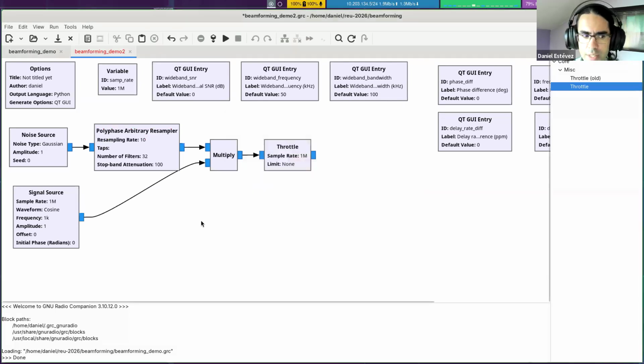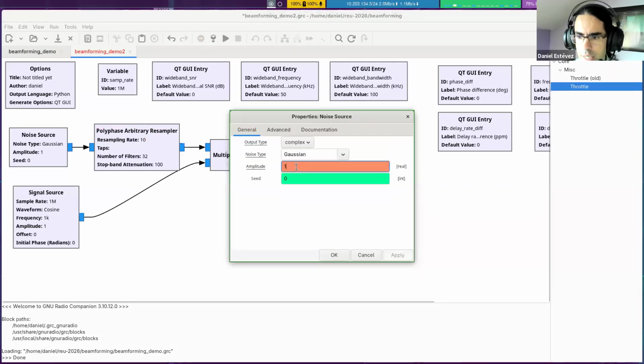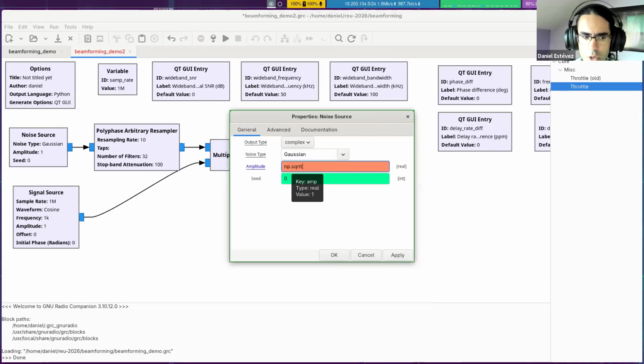And that's all we need here. Then something else. So for the Gaussian noise, again, it's the same formula as before. So we need a square root because we are converting power basically to amplitude, and amplitude is the square root of power.